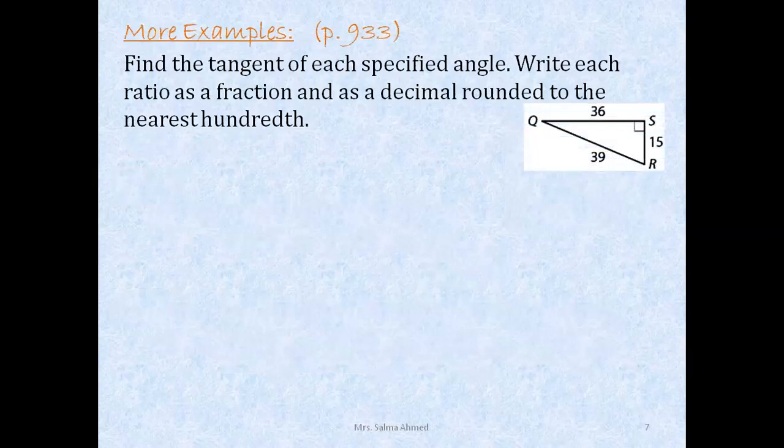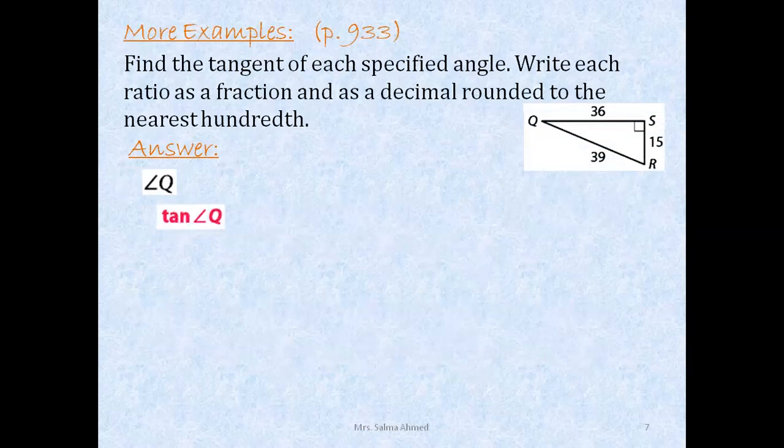More examples, page 933. Find the tangent for each specified angle. Write each ratio as a decimal and as a fraction, as before. Round it to the nearest hundredth. Here we have this triangle with these three sides. Now I need to find angle Q and angle R.